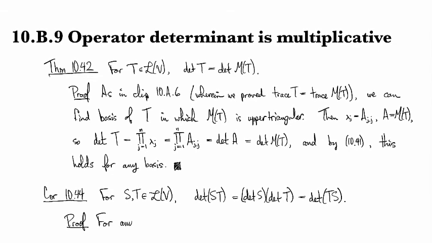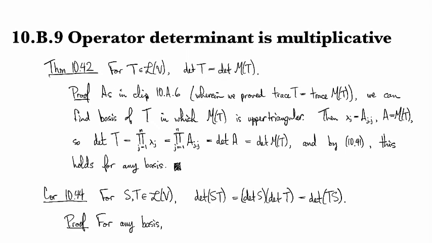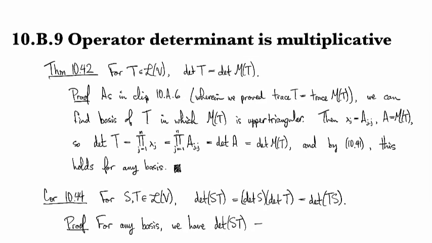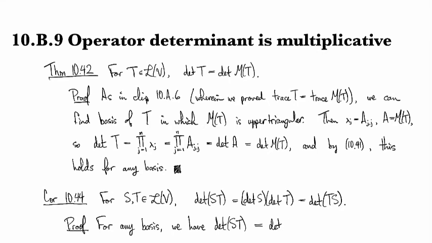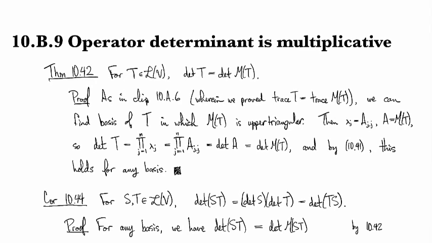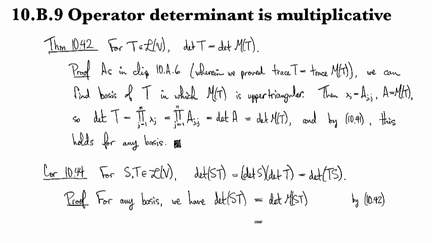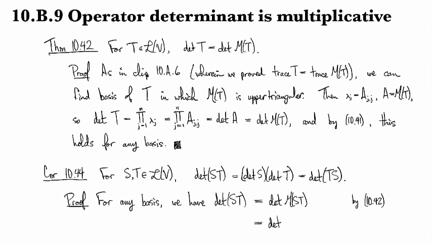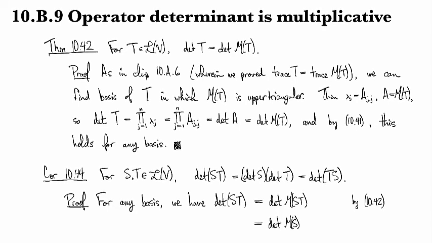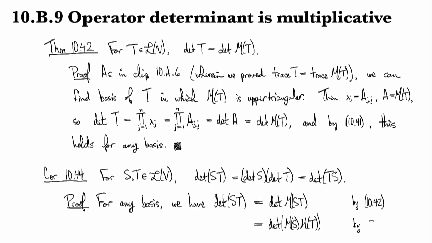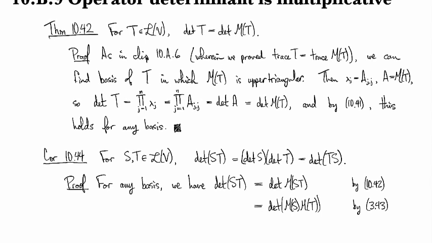So for any basis, we have that the determinant of ST is equal to the determinant of M(ST) by our previous result. So this is by 10.42. And then we can use the multiplicativity of M. The matrix for the product ST is the same as the matrix for S multiplied, using matrix multiplication, against the matrix for T. And so this goes all the way back to 3.43. And then we use the one that we just proved about multiplicativity of matrices.